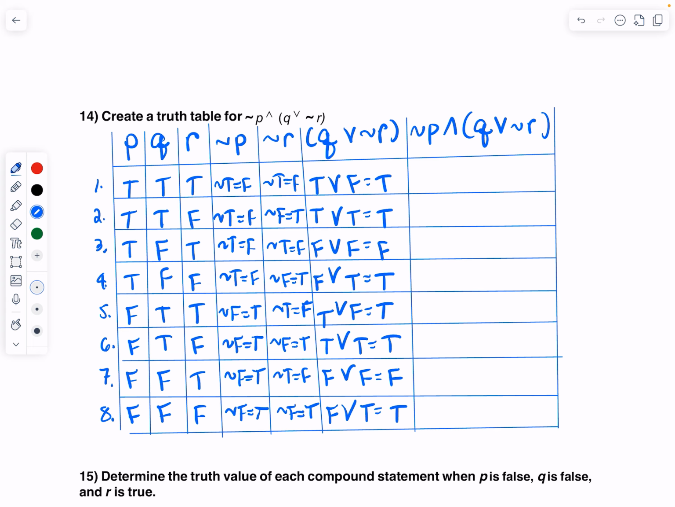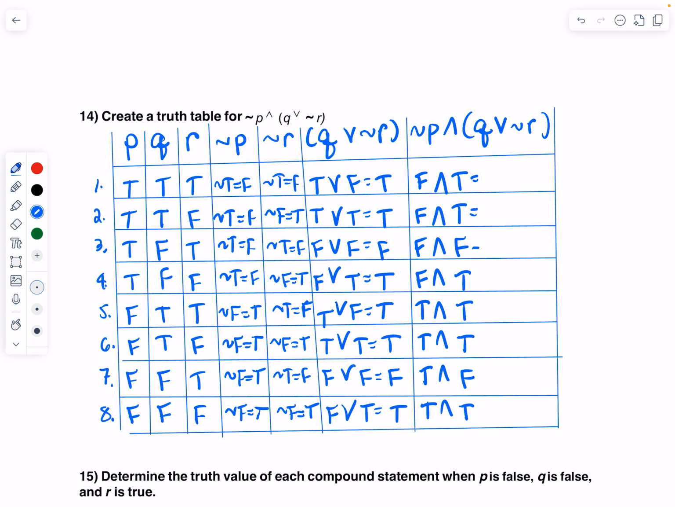Okay, now I got to do that last column. So I need negation P. Negation P was 4 falses and 4 trues. I'm going to write that down. And then we have the and symbol. Now I'm going to look at Q or negation R, which I found to be true, true, false, true, true, true, false, true. Okay. So I'm looking at an and, the only time and is true is when both are true.